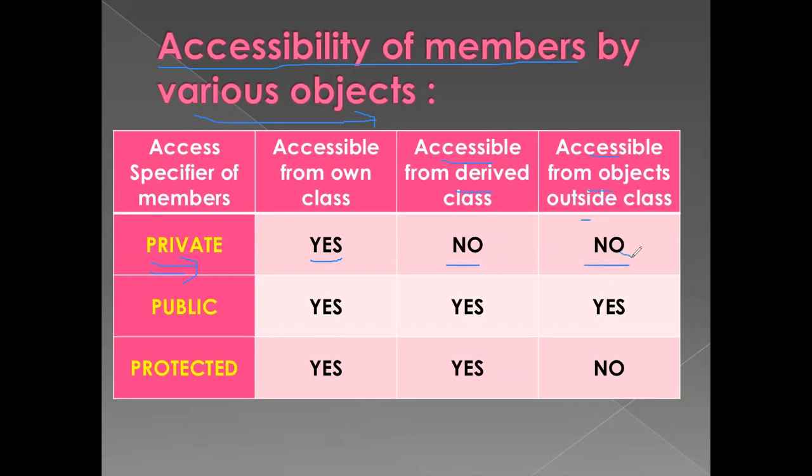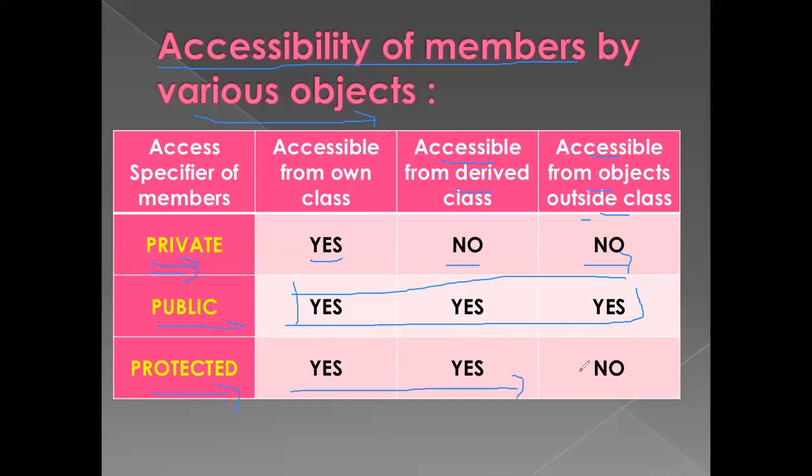So if you declare a class whose members are private, in that case we can access them from the own class, but we cannot access them from a derived class or objects from outside the class. Same goes for public. If it's public, it can be accessed by everyone. It doesn't matter how you want to do it, it can be accessed by everyone. So this is easy to remember. And the third one is protected. If it's protected, again it can be accessed in all the cases, only not by objects outside the class.